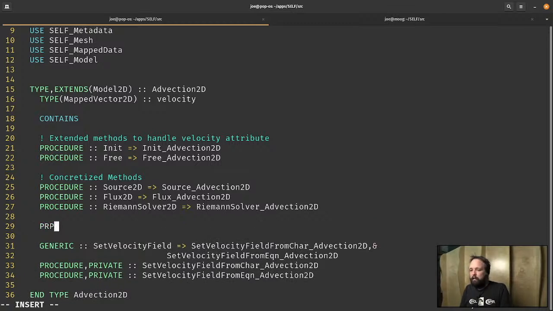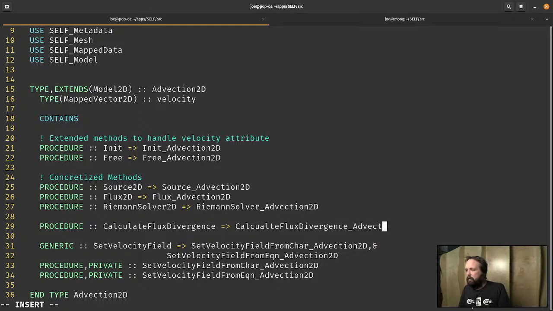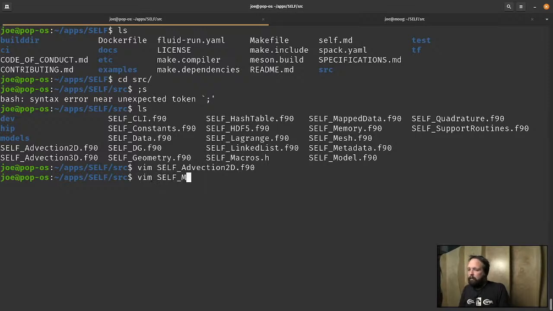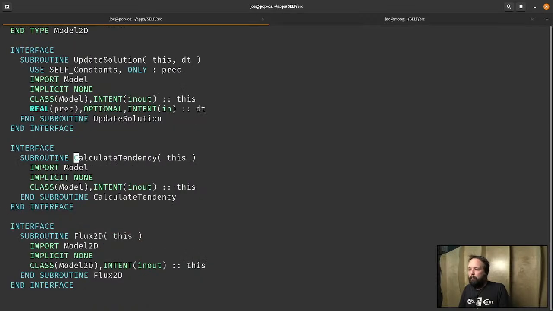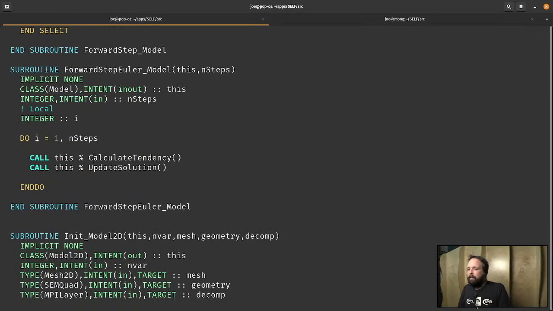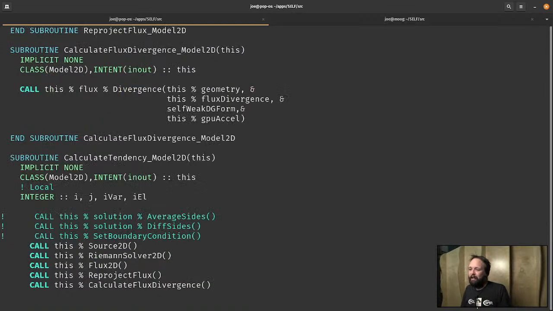So what we end up needing to do is add a procedure. And we're going to do calculate flux divergence. Okay, and we're going to override that with calculate flux divergence advection 2D. Okay, so I'll pull up the model 2D so you can see how this is going to end up working here. I'm not done, but if I go into self model, all right, if I go into calculate tendency for model 2D, you could see if I were to forward step my equation, for Euler, it's just calculate tendency, update solution, but let's take a look at that.